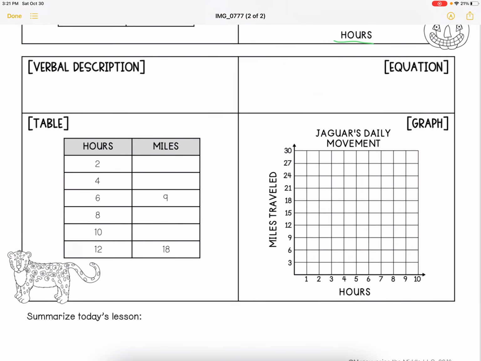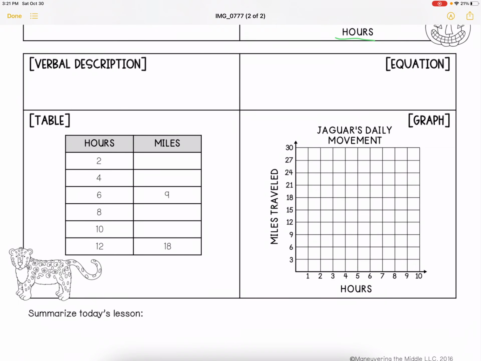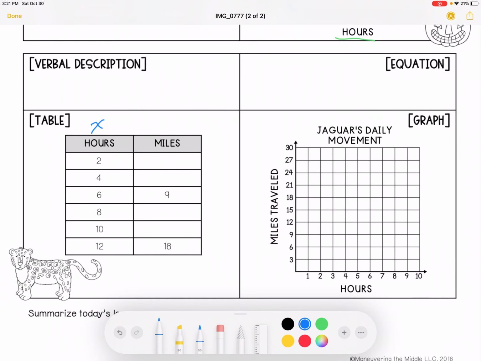All right, now let's move down to the last one. In this one, we are not given a verbal description or even an equation. Our table tells us that x is hours and y is miles, and we need to figure out what y equals. And in our graph, we are told that the Jaguar's daily movements are going to be represented on this graph, where y is the miles traveled and x is the number of hours. And I'm going to say that is hours traveled.